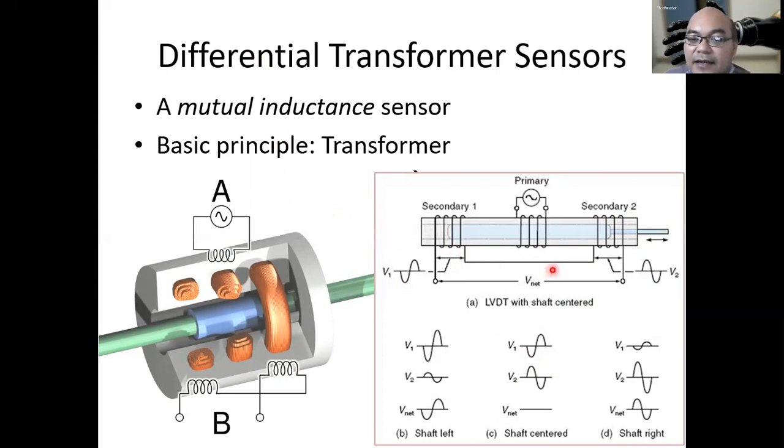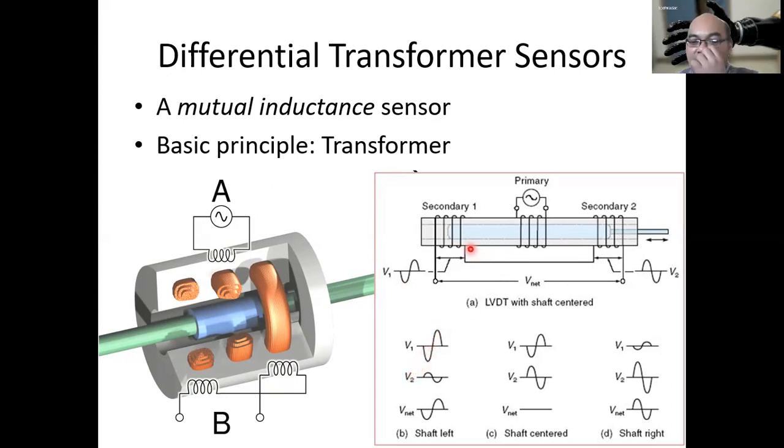And on the other hand, if the shaft here moves to the left, translationally, what will happen is you have larger V1 compared to the normal condition here. The shape of the wave is still the same, only now you have larger amplitude. But on the secondary 2 coil, the opposite will happen. It will have smaller amplitude. So as a result, the net voltage between secondary 1 and secondary 2 will look like V1, because V1 here has a higher amplitude compared to V2.